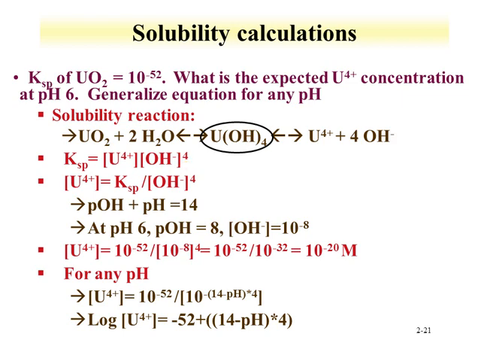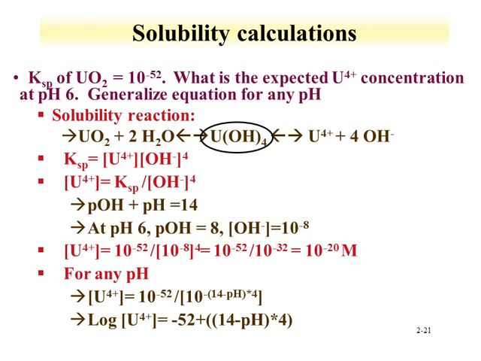So the amount of uranium-4 that I can calculate is just the KSP divided by the hydroxide concentration to the 4th. If I remember that the pOH plus pH is equal to 14, I can say that at pH 6, the pOH is 8, so the hydroxide concentration is 10 to the minus 8. 10 to the minus 8 to the 4th is 10 to the minus 32. So the concentration of uranium-4 is 10 to the minus 52 divided by 10 to the minus 32. That's equal to 10 to the minus 20.